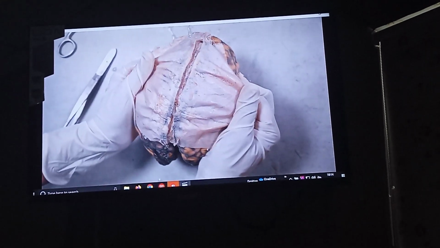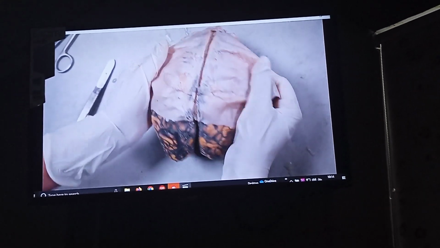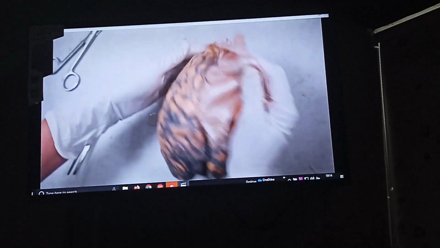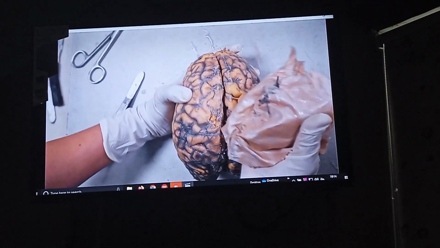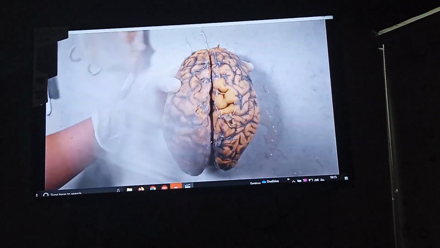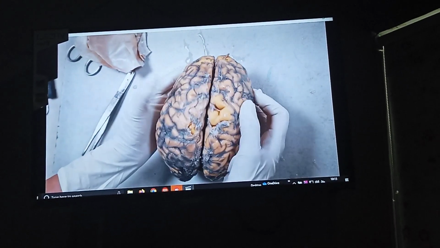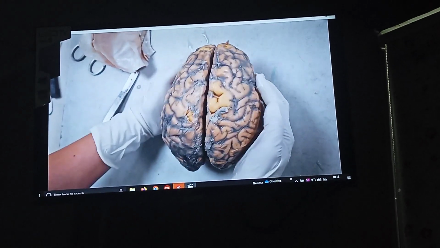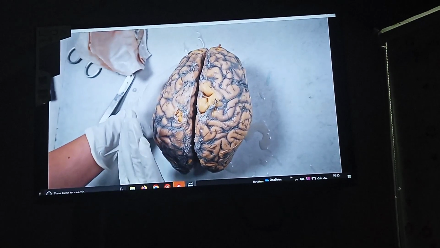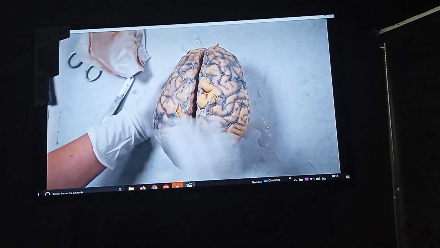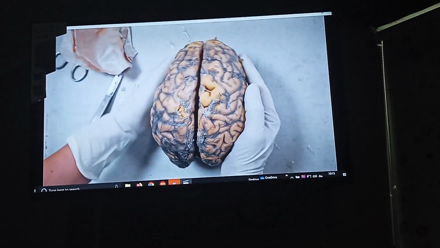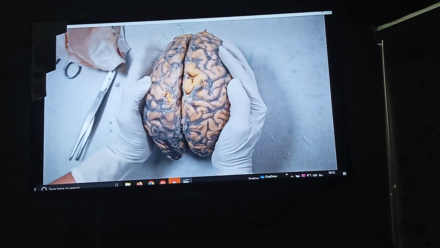Once you've examined the entire superior sagittal sinus, you can tear off the dura. Now you can see the two cerebral hemispheres. The first thing that you look for is whether there is any asymmetry in the size of the two hemispheres. Here you can see that it is fairly symmetrical.